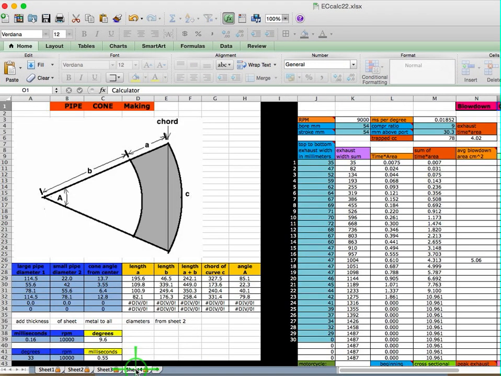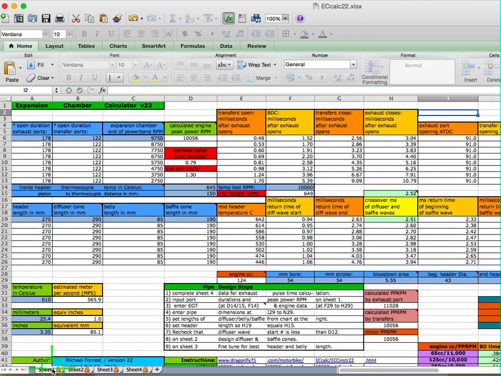And then of course on sheet four right here, there's a calculator for showing you how to draw on a poster board. This type of method of drawing the layout for the cone, which is this gray area right here. So that is the expansion chamber calculator.